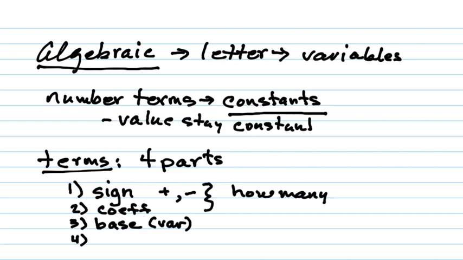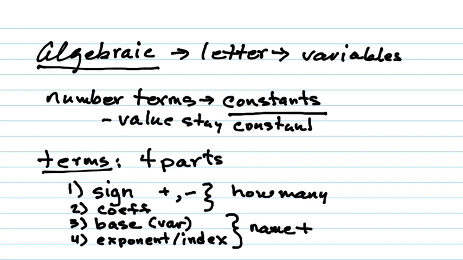Good. And then finally, whether you see one or not, there is an exponent or index, depending on the term you like to use. Doesn't matter to me. And these two do what about the term? They name it. They tell you what kind of term it is. Excellent. If you can get that terminology and you can see those parts working together, then you're going to make your life so much easier in algebra, right? So, and we'll talk about why that is.